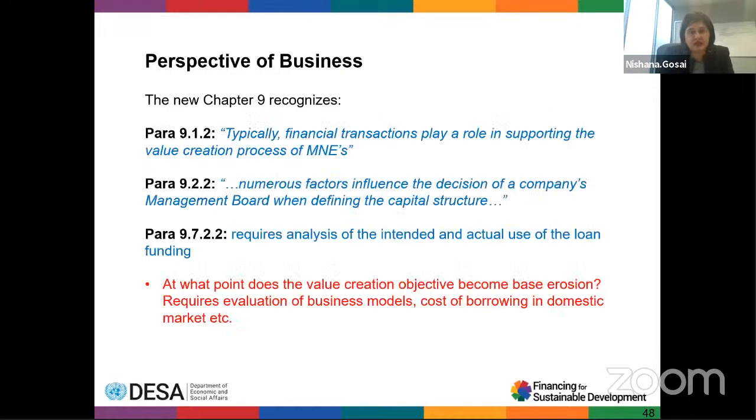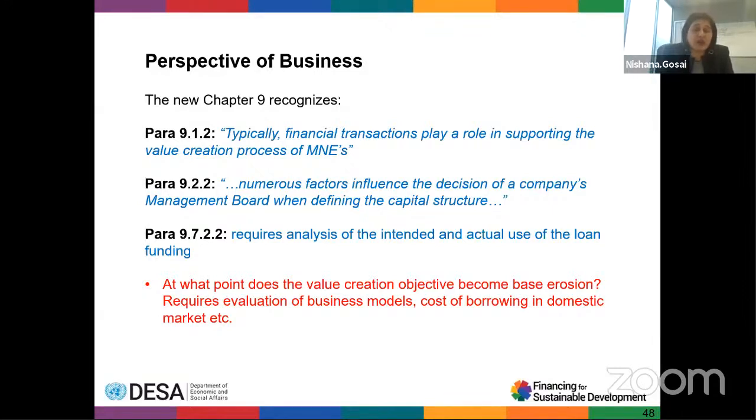Next slide. Now, from the perspective of business, and I know I've been on both sides. I've been in government, and I can understand why tax authorities view excessive debt and interest arrangements as base eroding. But from the perspective of business, I thought that Chapter 9 does well to highlight why companies borrow. Fundamentally, the primary business reason is that funding arrangements are there to support the value creation process of an MNE, whether it's for expansion, for investment, or for sustaining the business, depending on the business model.